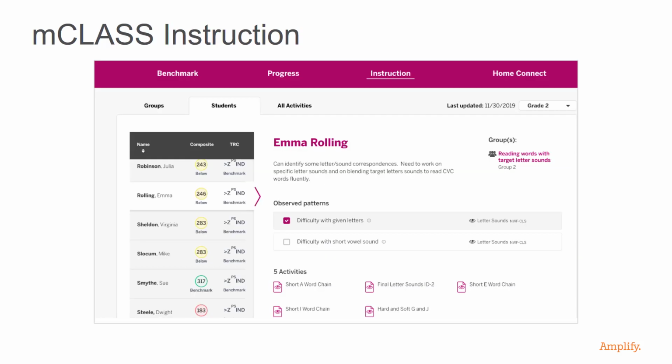Another feature Ms. Jacobs is excited to use is the instruction feature. Here, she can see what individual students' suggested activities are. In looking at Emma Rolling, we see there are 5 suggested activities: a short A word chain, a short I word chain, final letter sounds, hard and soft G and J, and short E word chain.